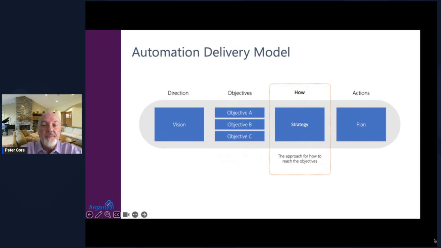The strategy. So now that I have my objectives, I have my vision, how am I actually going to reach those objectives? What is the strategy of how I'm going to make that happen? That's a very key aspect. A lot of customers and a lot of companies overstep this area. They think, I have a strategy. It's to automate everything. Guys, that's not a strategy, right? That's an objective. It's an admirable objective, but it's not a strategy.